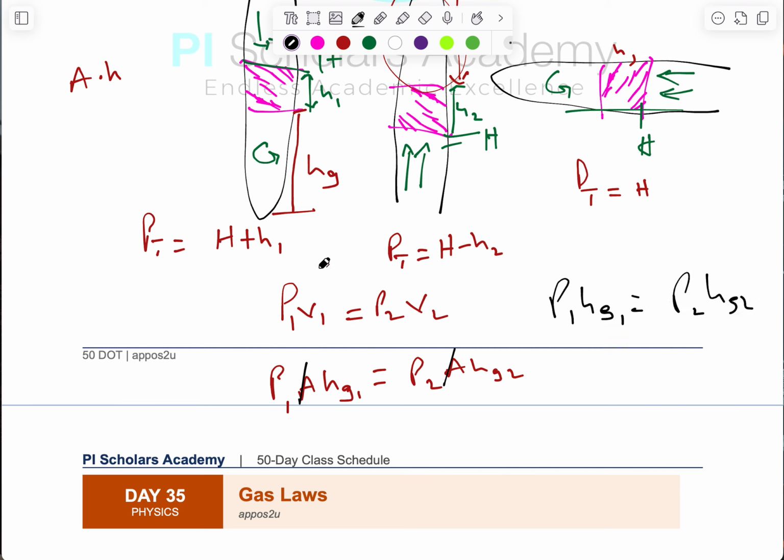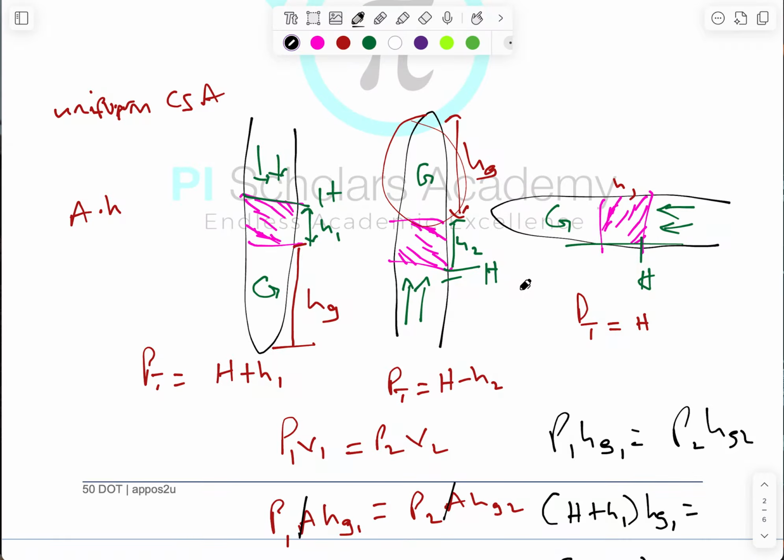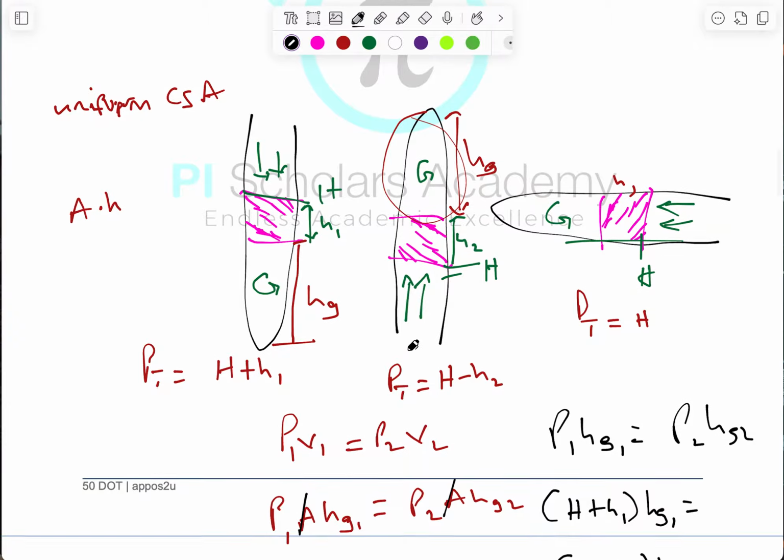And so in the first case, you have what? H plus H1 multiplied by Hg1 equals H minus H2 multiplied by Hg2. And with this, you can easily solve for anything that you are looking for in that situation. That is how you analyze pressure when you are dealing with tubes like this and you're using barometric height. I believe that makes sense now.